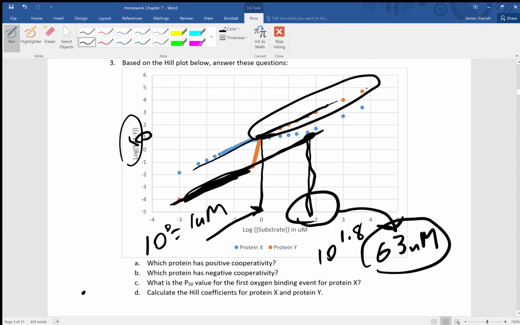The last binding event is found by extrapolating the top part of the curve, and this has an affinity of 1 micromolar. So in this case, we're moving from a weak binding event of 63 micromolar to a tight binding event of 1 micromolar, and this corresponds to positive cooperativity. And that's it for number 3.